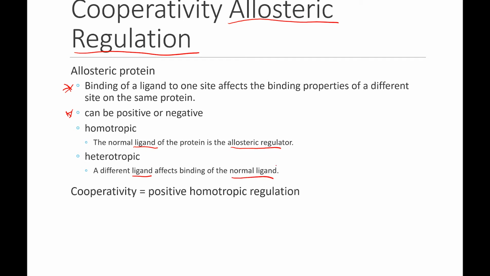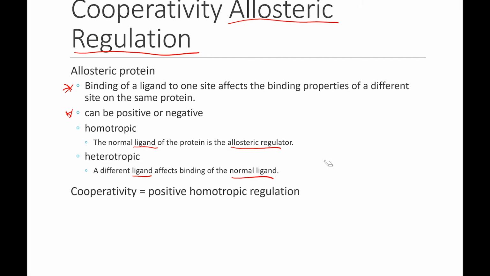And I'll give you two examples of that very quickly. Say you have a protein, and in fact, one of the ones we'll be using as our example is hemoglobin. Hemoglobin has these 4 subunits on it. Now, the ligand of interest in hemoglobin is oxygen. So when oxygen binds, it makes it more likely for other oxygens to bind. This is what we call homotropic.